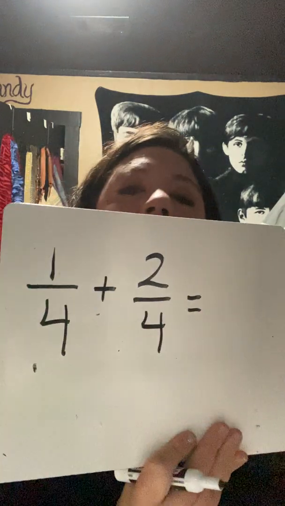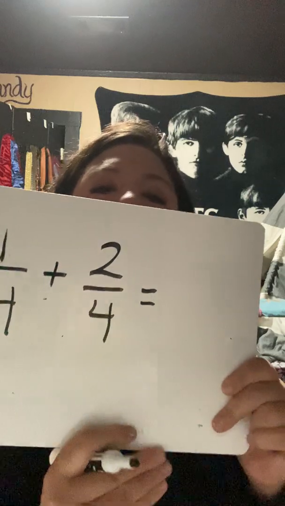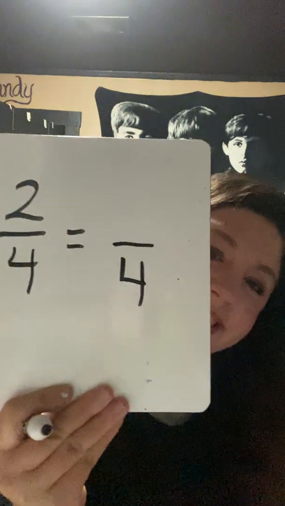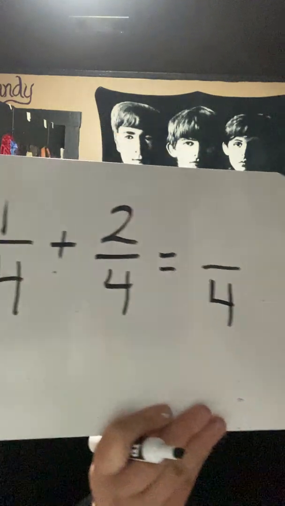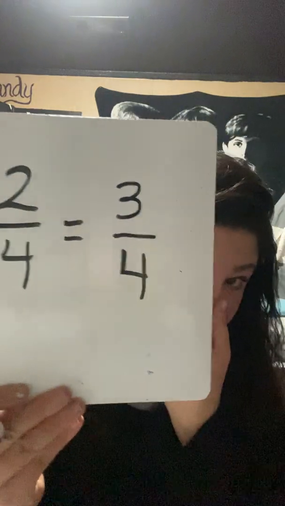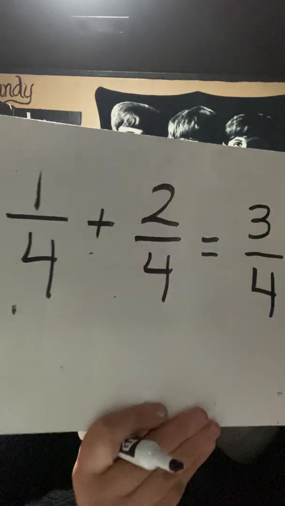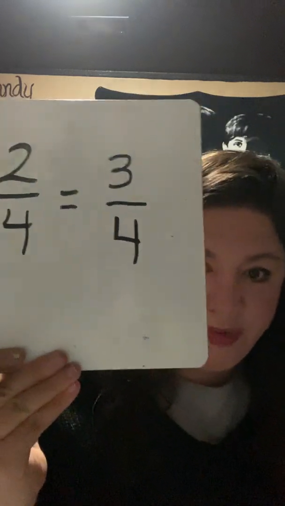Next one. 1/4 plus 2/4 equals, the denominator is the same, so you put a 4 on the bottom. Then you add the top two numbers. 1 plus 2 is 3. So your answer is 3/4. 1/4 plus 2/4 is 3/4.